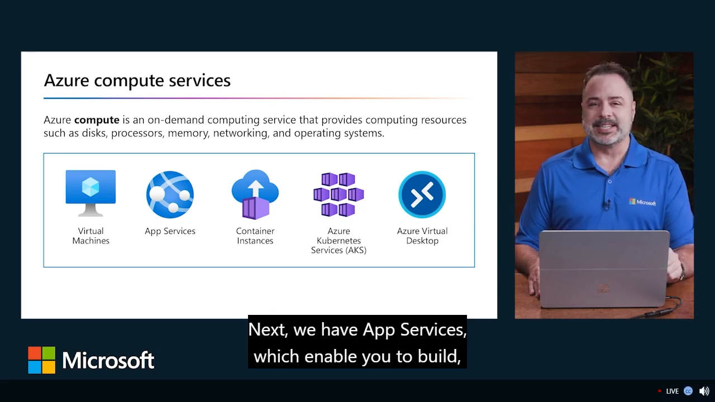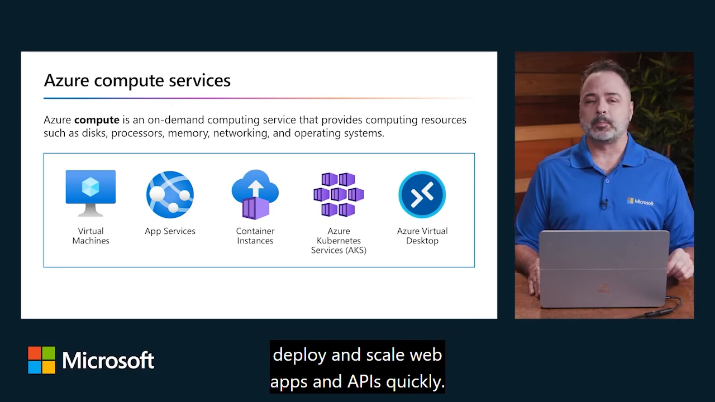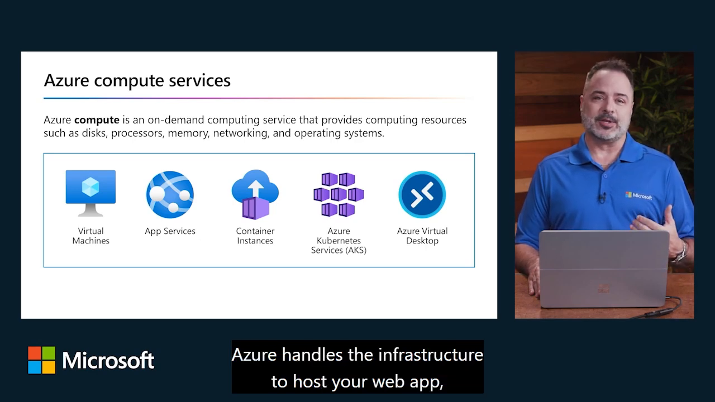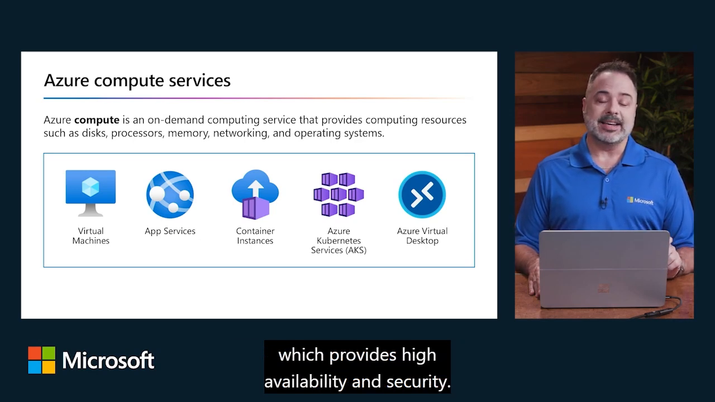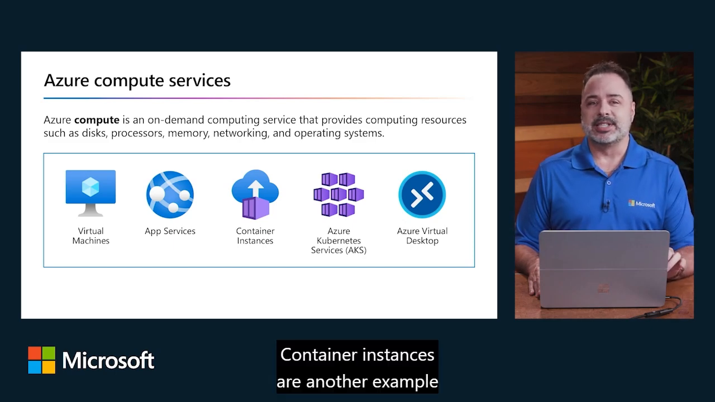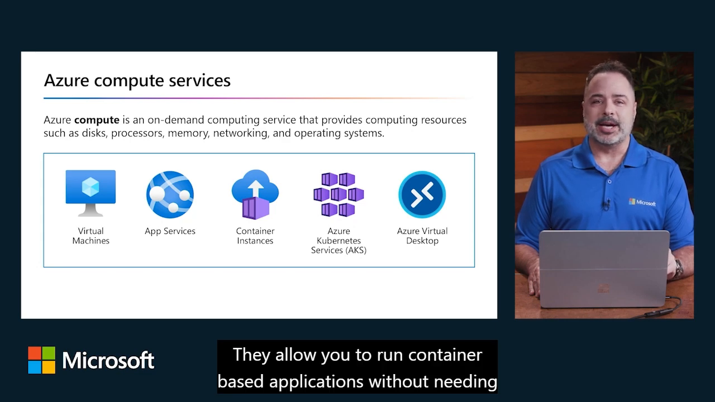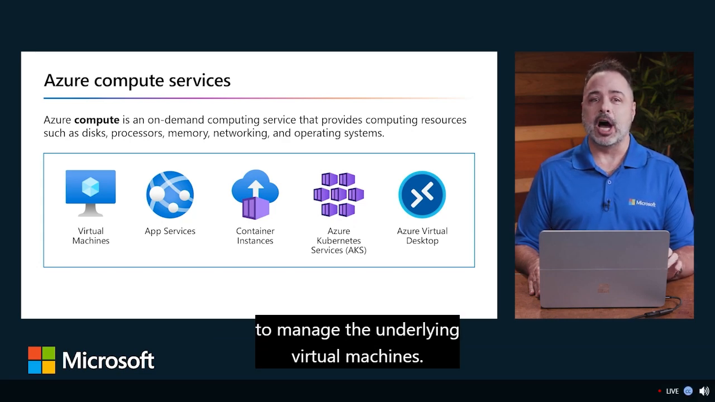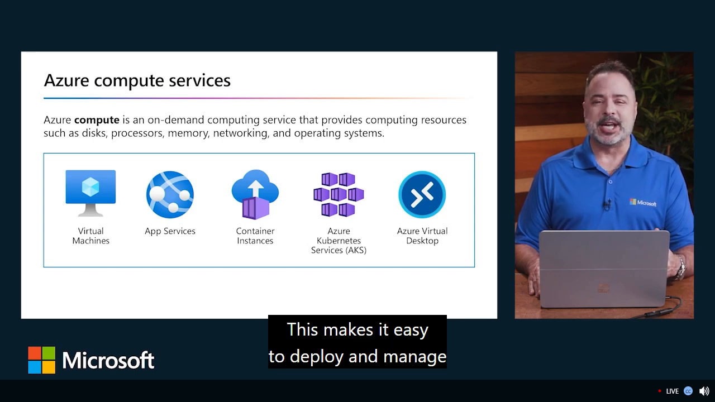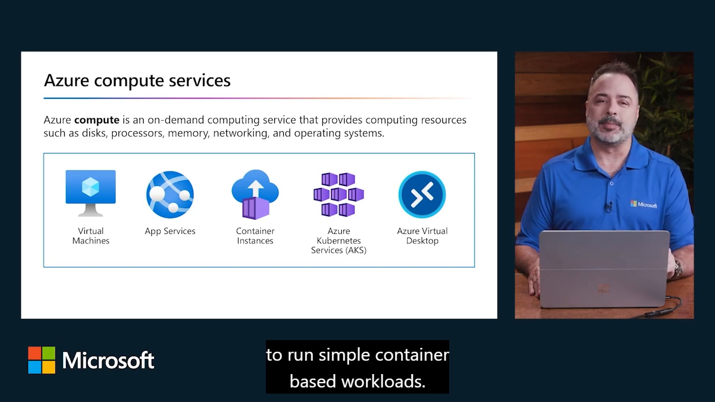Next, we have app services, which enable you to build, deploy, and scale web apps and APIs quickly. With app services, you can focus on your application code while Azure handles the infrastructure to host your web app, which provides high availability and security. Container instances are another example of Azure Compute Services. They allow you to run container-based applications without needing to manage the underlying virtual machines. This makes it easy to deploy and manage containerized applications, providing a fast and efficient way to run simple container-based workloads.